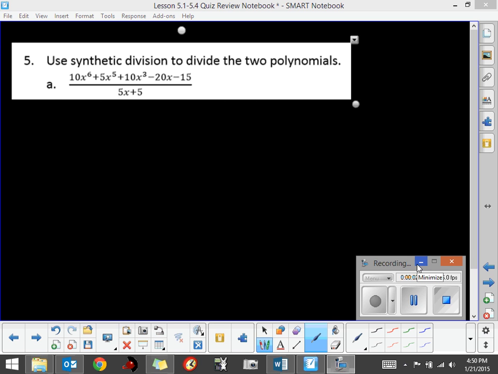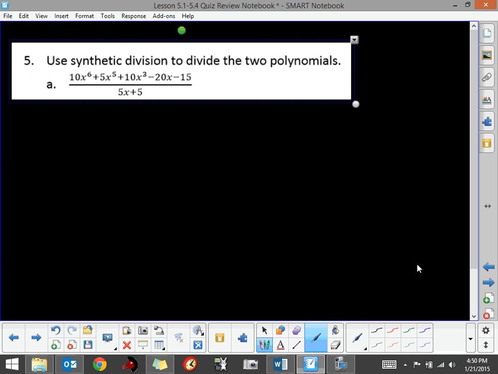Question 5, we're supposed to use synthetic division to divide the two polynomials. Again, make a distinction. This is not a monomial division, so we have to perform something differently. This time we're going to use synthetic division, which means we want to take our divisor, 5x plus 5, set it equal to 0 to figure out what we want to divide by, which is 5x equals negative 5, which means x is equal to negative 1.